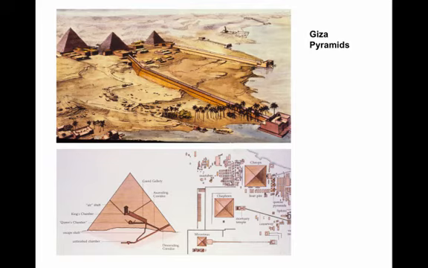Here's a section with an underground chamber. This is called the Queen's Chamber and the King's Chamber, but they're all for the pharaoh, and they change their mind as they were building it and raise the burial chamber upward. Here's a plan of the complex. We see these processionals.